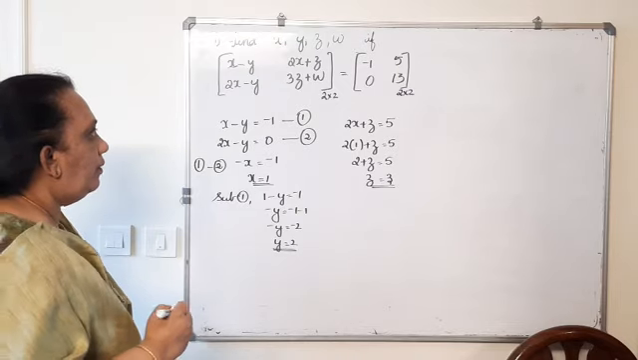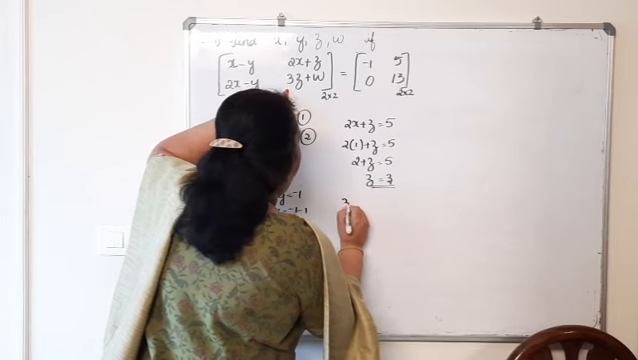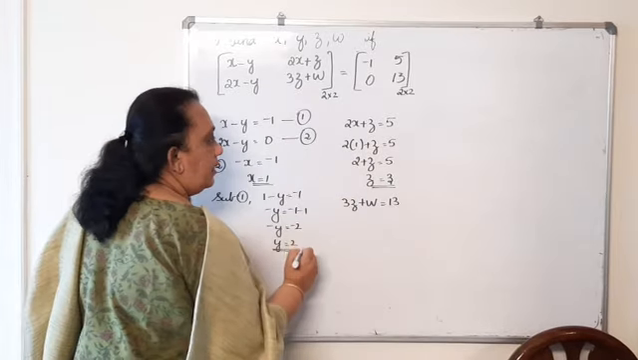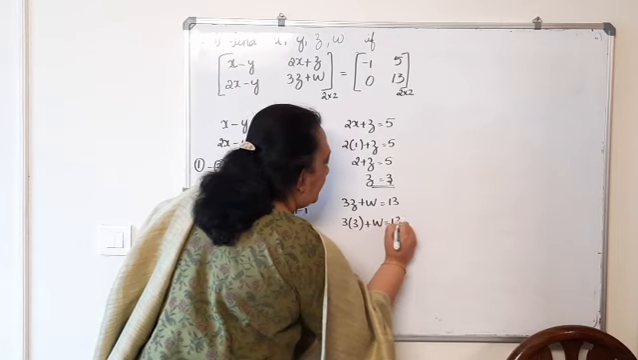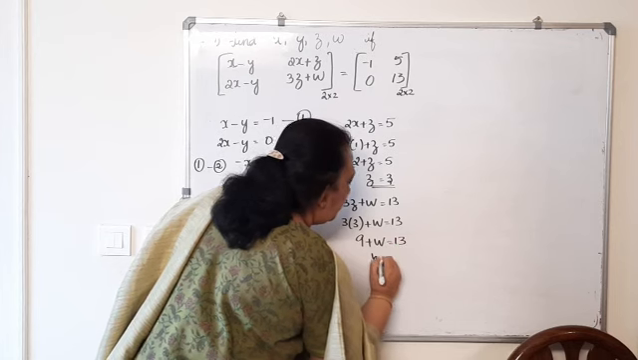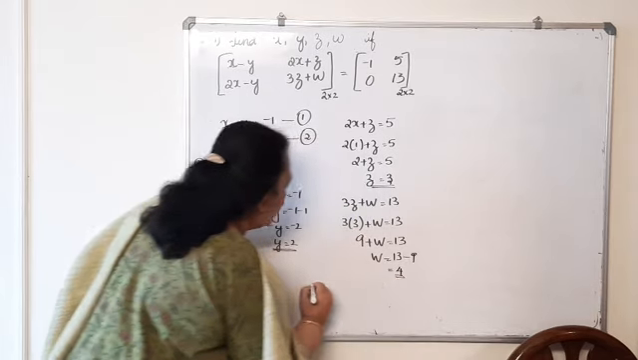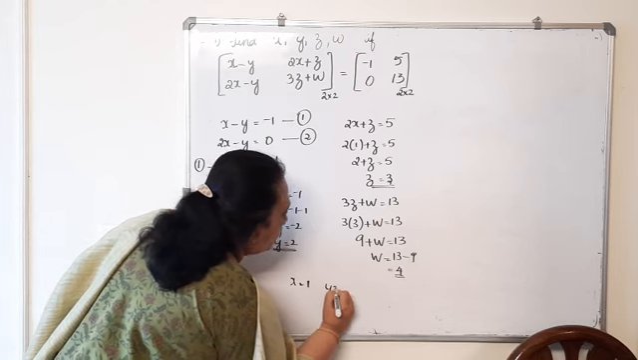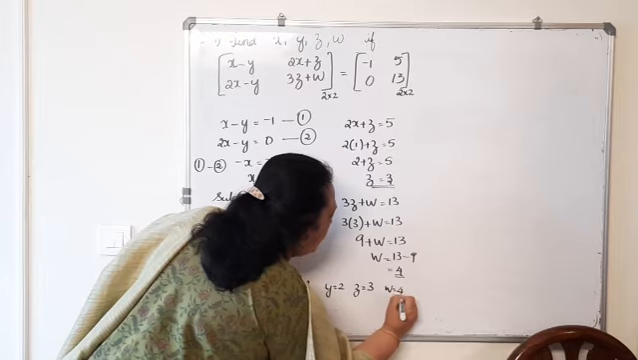Now you should get the value of w. Take the element a22. That is 3z plus w is equal to 13. Value of z is equal to 3. That is 3 into 3 plus w is equal to 13. 9 plus w is equal to 13, or w is equal to 13 minus 9, which is equal to 4. So the values are x is equal to 1, y is equal to 2, z is equal to 3 and w is equal to 4.